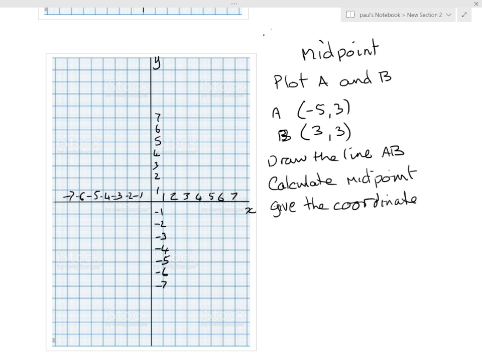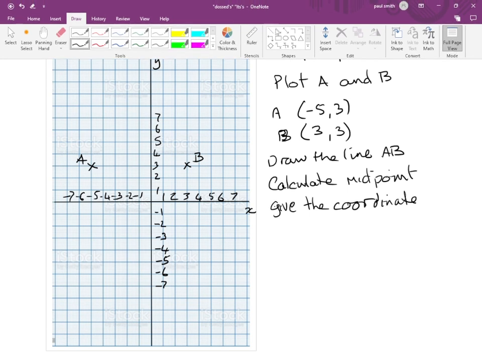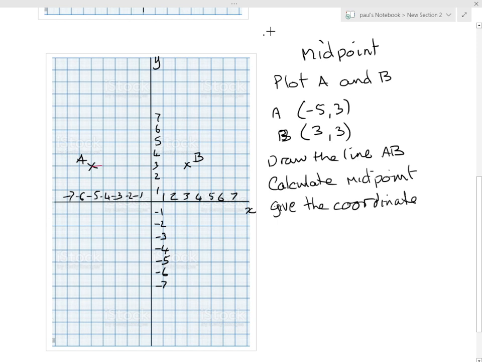Okay, so here we go. A and B. So minus 5, 3, minus 5 along and up to 3. That is A. And B is 3, 3. So along to 3 and up to 3 is B. Draw the line between them. Now let's try to do it in a different colour so we can see our line. So we're going to go from there over to there.